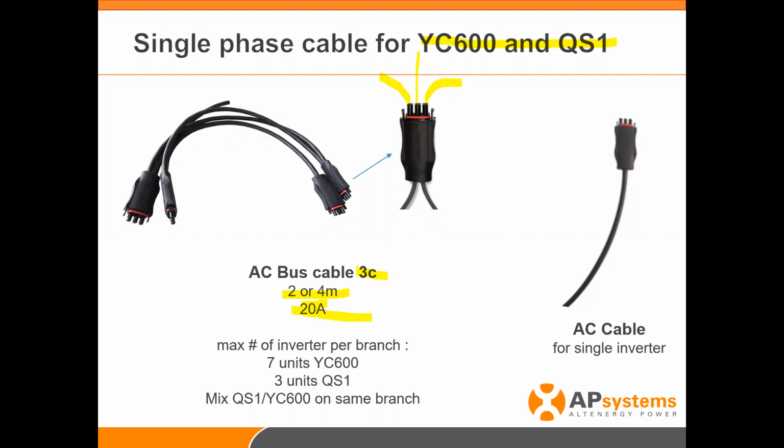So I'll give you just some examples here. For the YC600, you can put up to 7 units, 7 YC600s on a single branch circuit. For the QS1s, you can put up to 3. And that really comes down to just math. It comes down to how many amps per unit are available to get to that 16 amps, which is the NEC requirement for a 20 amp breaker. And as we discussed a second ago, mixing and matching is nice because let's say you have a need to have 2 QS1s and a 600, that can be easily done on a single line.